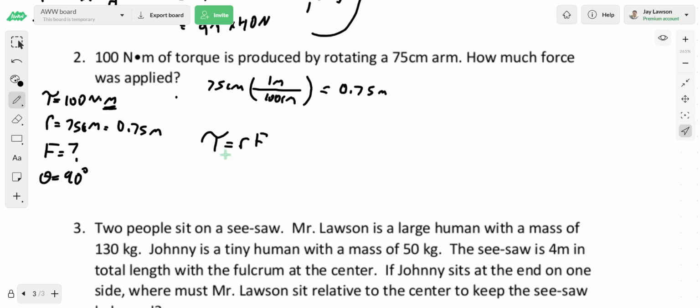All right, so here's my equation. Torque is equal to the length of the moment arm times the force applied. And sine of theta is 1, so I'm going to leave it off my equation. Actually, I'm not going to put in numbers yet. I want to solve for my missing value. I want to solve for F. Now remember, how do you undo multiplication? You divide, right? So we're going to divide both sides by R. So torque divided by R is equal to the force.